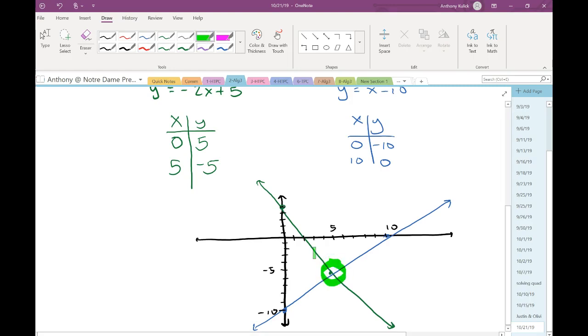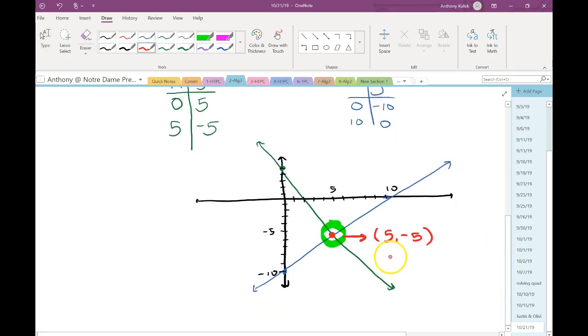So it appears that this is my intersection. So we would suspect the point 5, -5 is our solution, i.e. when x equals 5 and y equals -5. Right? I think we've gotten through one example of this situation, right?